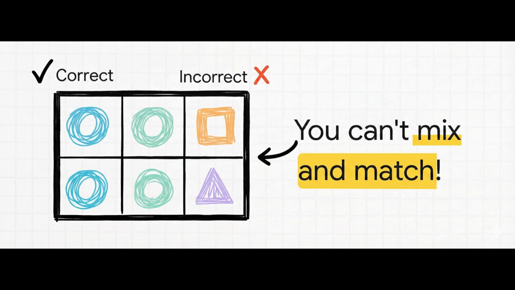Next up, homogeneous. This is another simple one. It just means that every slot in the array has to hold the exact same type of thing. So if you're storing numbers, they all have to be numbers. If it's text, it's all text. You can't mix a number in here and a word in there. It's like a pill organizer just for your vitamin C pills, not for your entire medicine cabinet.